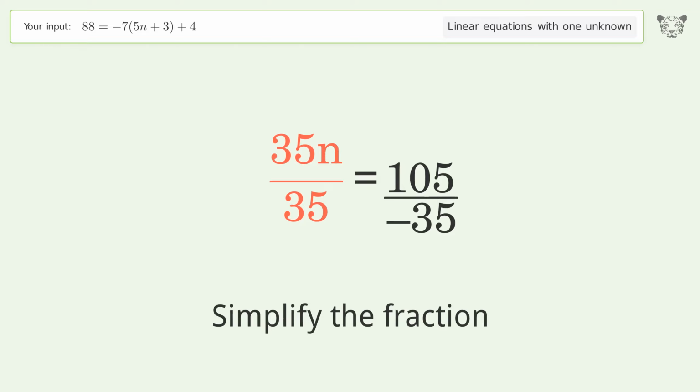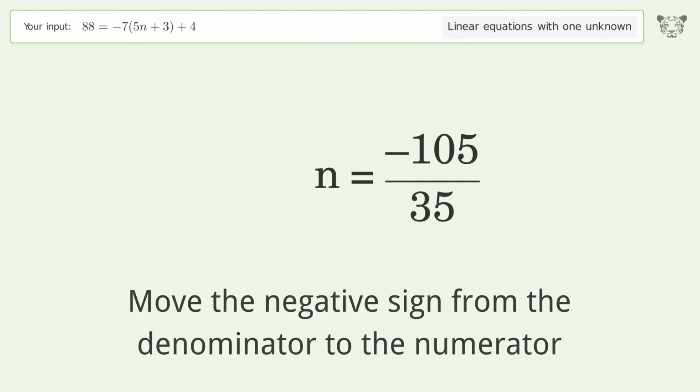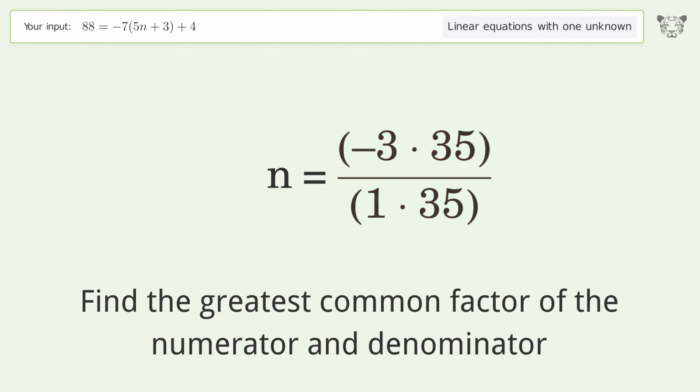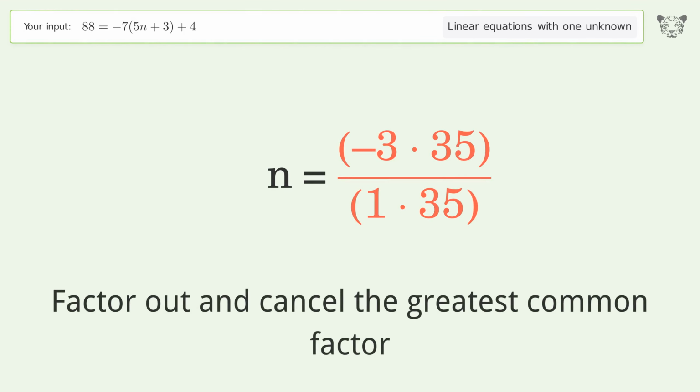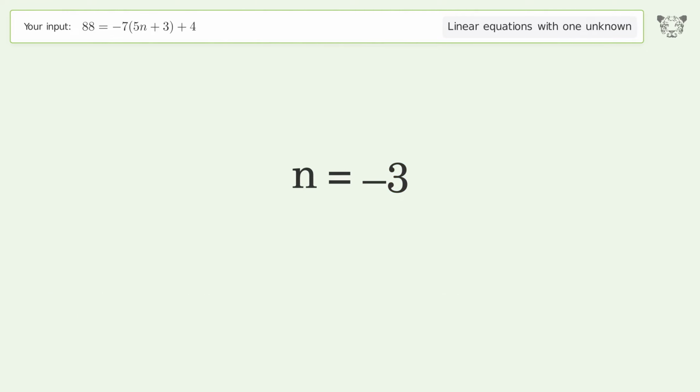Simplify the fraction. Move the negative sign from the denominator to the numerator. Find the greatest common factor of the numerator and denominator. Factor out and cancel the greatest common factor. And so the final result is n equals -3.